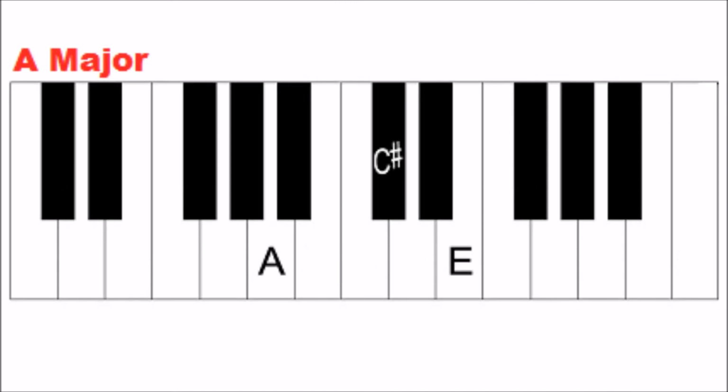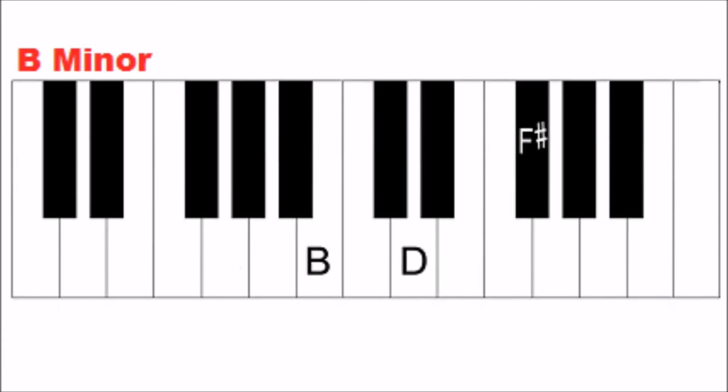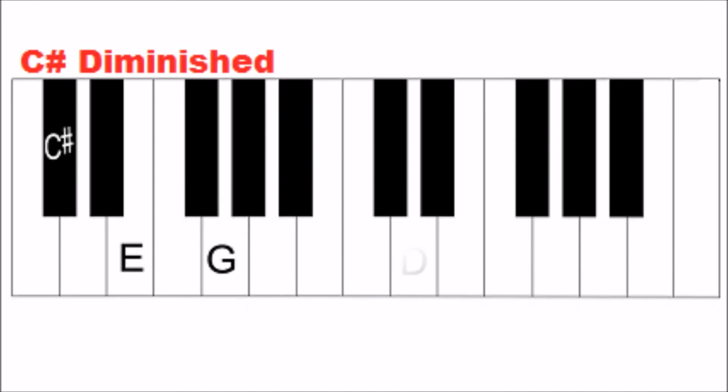The notes of chord 5, A major, are A, C sharp, E. The notes of chord 6, B minor, are B, D, F sharp. And the notes of chord 7, C sharp diminished, are C sharp, E, G.